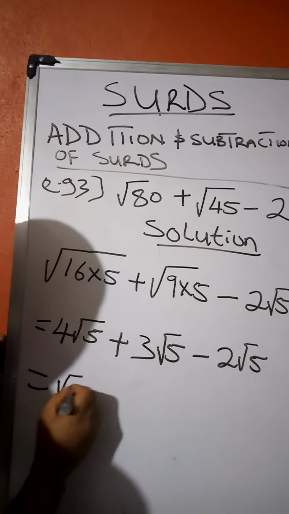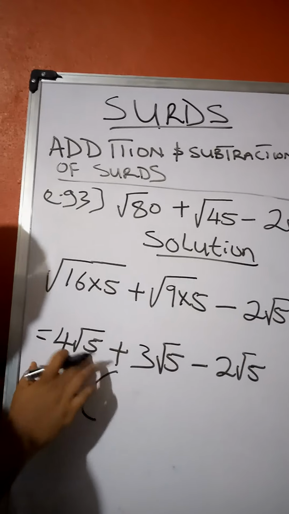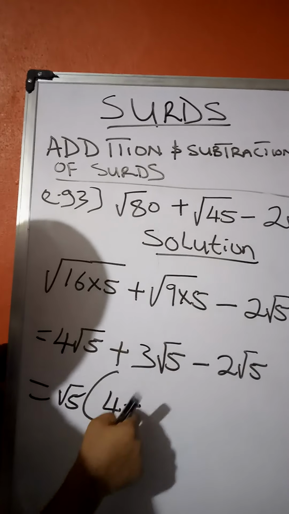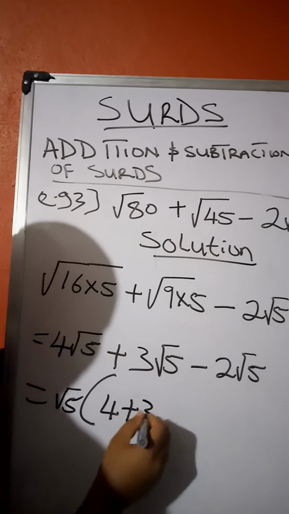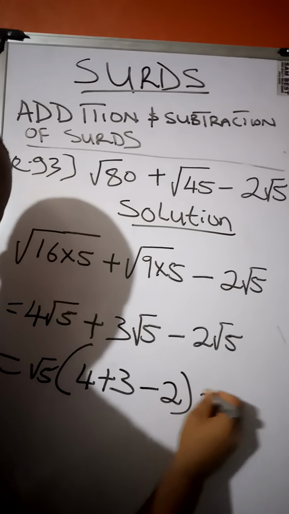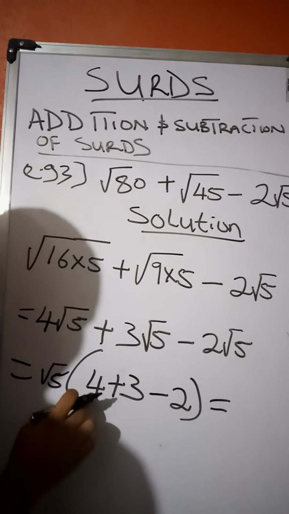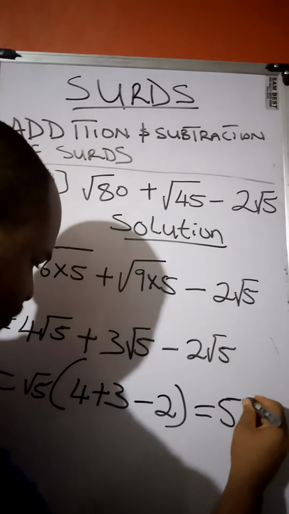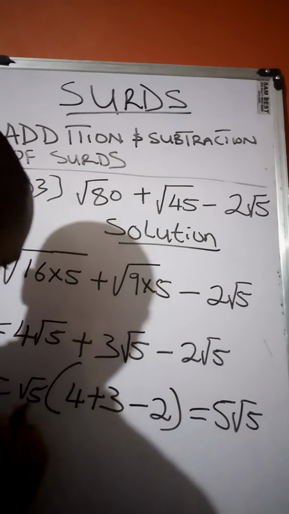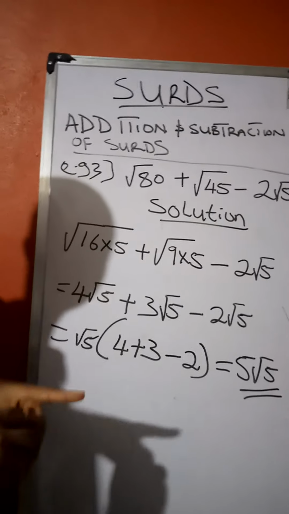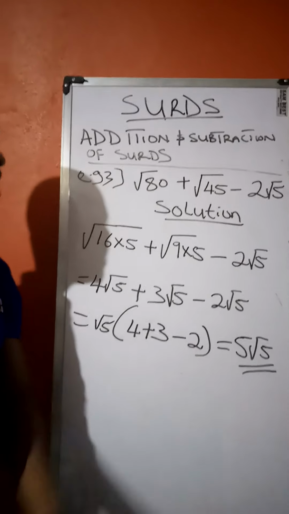If I take out root 5, I open a bracket. Because I've brought out root 5 here, what is left here? 4 plus what is left here? 3 minus what is left here? 2. So let's finish with what's inside the bracket. 4 plus 3 is 7. 7 minus 2 is what? 5 root 5. That's the root 5 here. So we've succeeded in reducing this question given to us to 5 root 5.